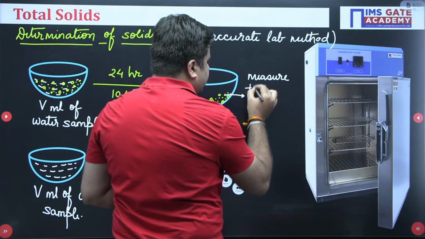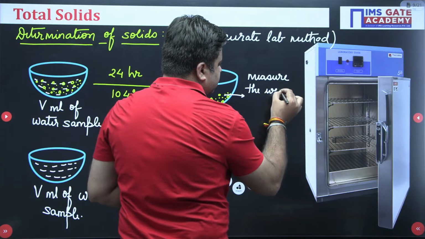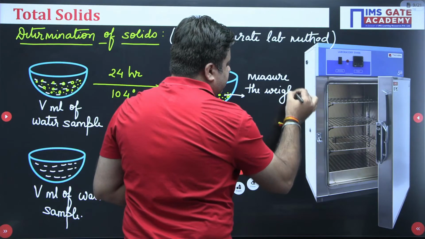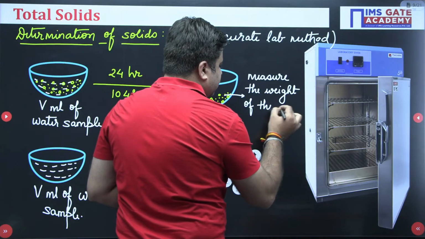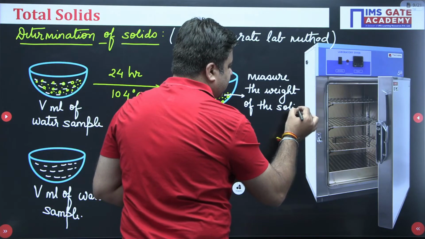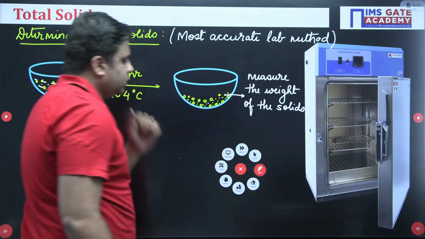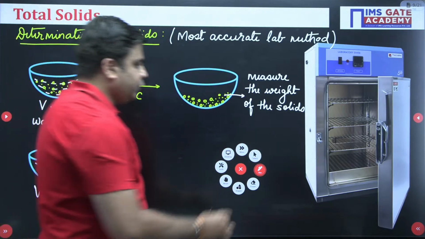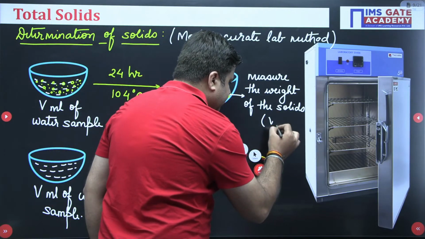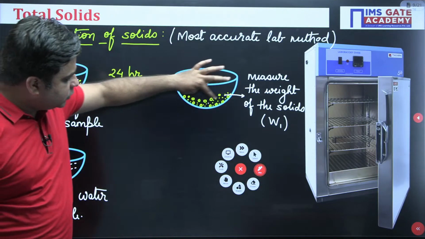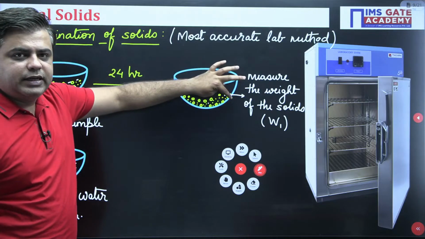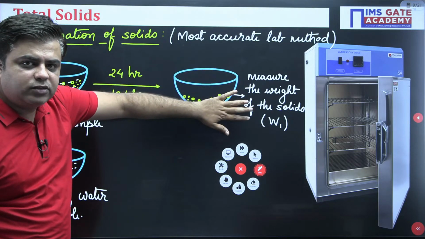Measure the weight of the solids that are left in this crucible. Say this weight is W1. So these solids are your total solids. It is the sum of suspended solids and dissolved solids both.